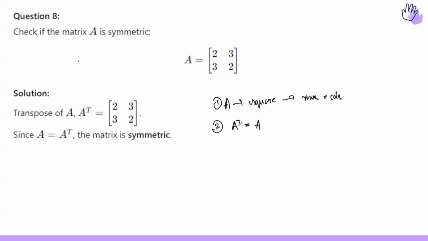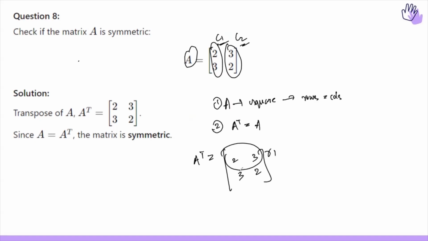Okay. So once you interchange the rows with columns and columns with rows, whatever result you get, it must be the same matrix as before. Here, this is column 1, and this is column 2 in A. Now in A transpose, I need to write this column 1 as row 1, so that is 2 3. And this column 2 as row 2, that is 3 2. Okay, so this will be my row 1, this will be my row 2.